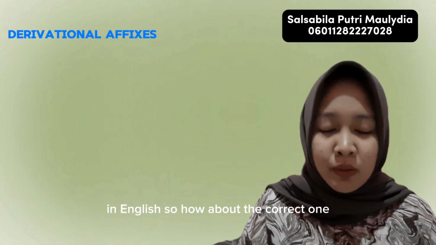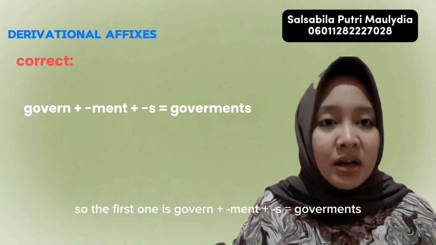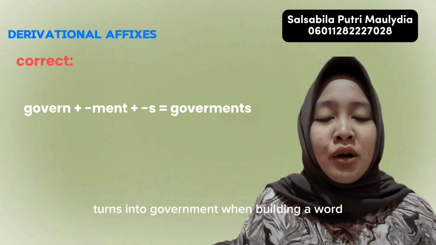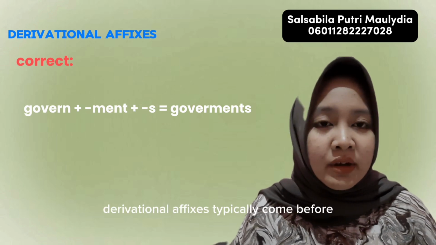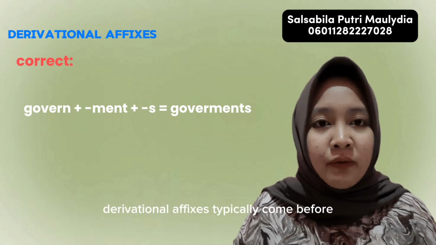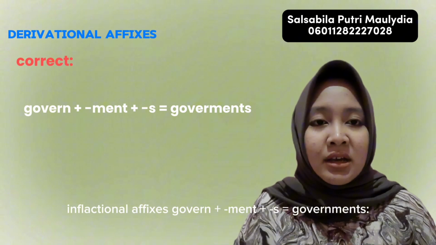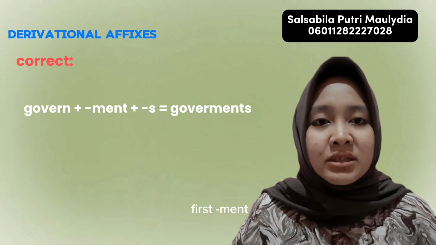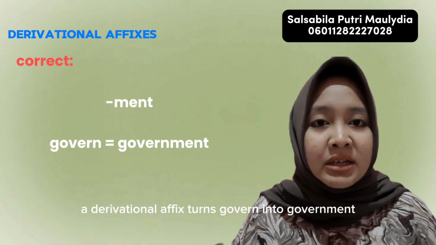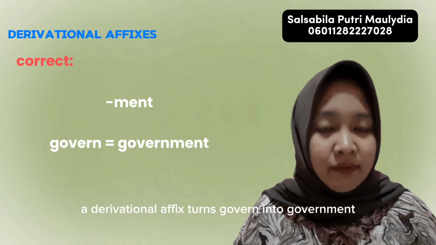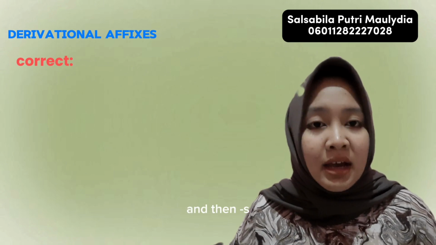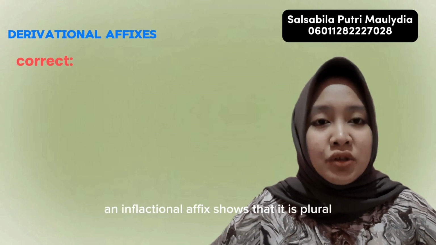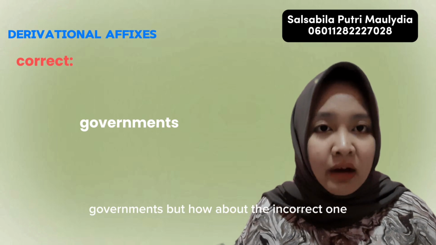So how about the correct one? So the first one is govern plus man plus s turns into governments. When building a word, derivational affixes typically come before inflectional affixes. Govern plus man plus s, governments. First, man, a derivational affix turns govern into government. And then s, an inflectional affix, shows that it is plural, governments.